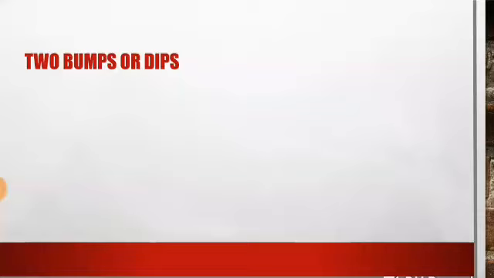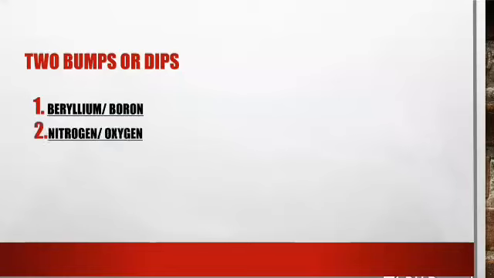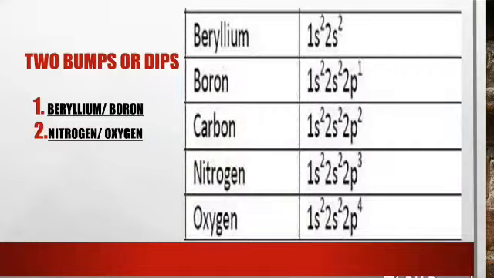Because 2p orbitals gain electrons along the period: in boron, 2p gains 1 electron. Carbon's 2p orbital gains 2 electrons in the ground state. Nitrogen's 2p orbital gains 3 electrons and oxygen 4 electrons. Now you can see the electronic configuration of beryllium, boron, carbon, nitrogen and oxygen.